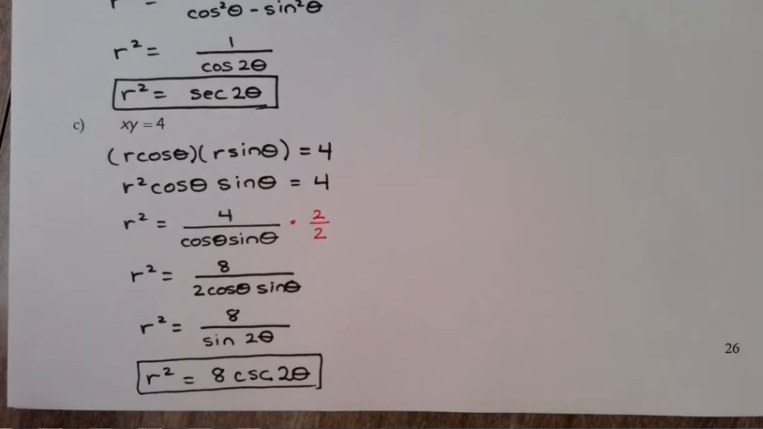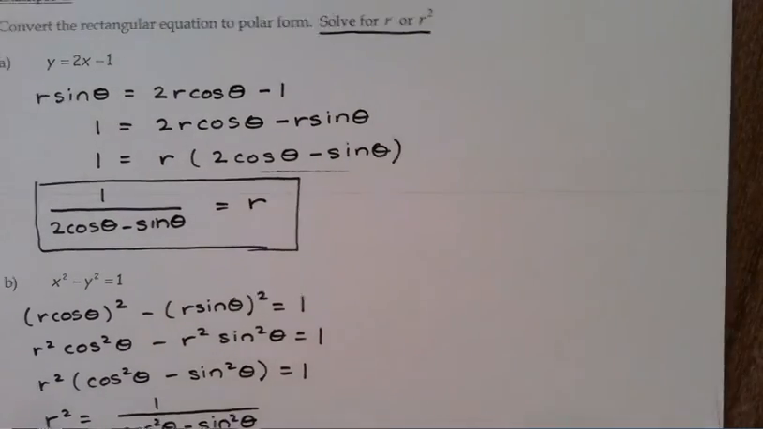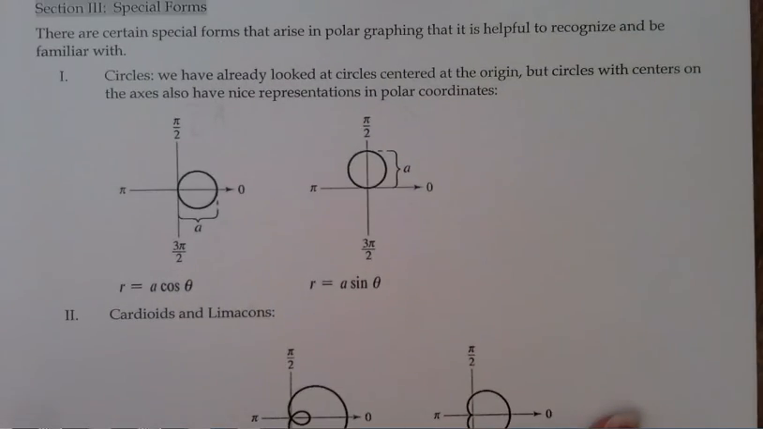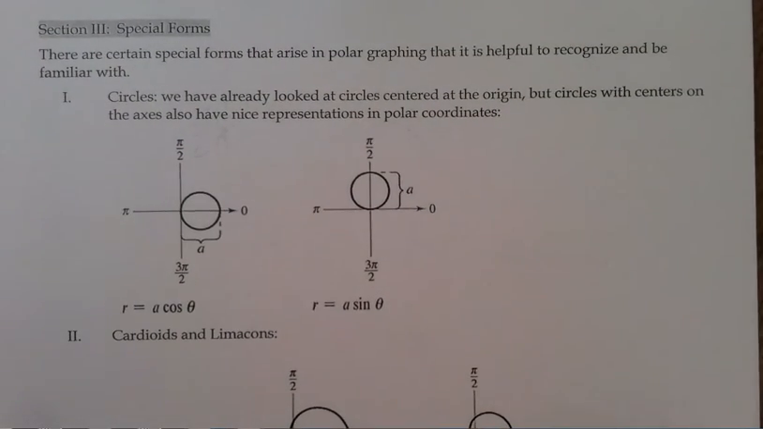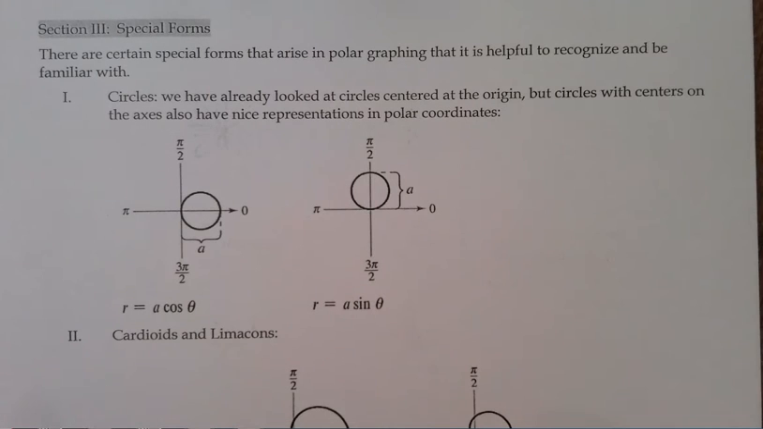All right, there are also a whole bunch of equations that have pretty nice forms in polar coordinates and either don't have good forms at all or at least not as convenient a form in rectangular. So many of these we won't even ever look at the rectangular forms, we'll just look at the polar forms. These certain special forms that arise in polar graphing are helpful to recognize and be familiar with.